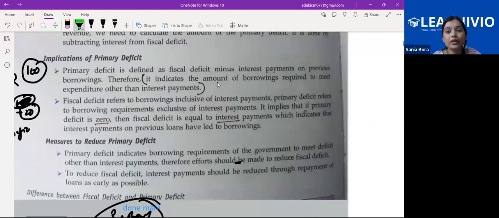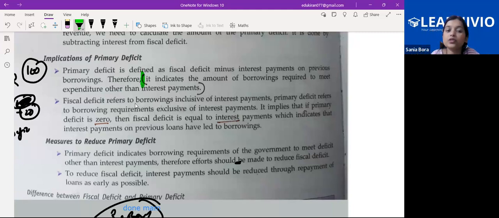Now, how would you get to know that this is a primary deficit? Primary deficit is defined as fiscal deficit minus interest payment on the previous borrowing. So from here you will write: it indicates the amount of borrowing required to meet expenditure other than the interest payment. By looking at the primary deficit, they tell you how much money you need to borrow to cover your deficit other than interest.